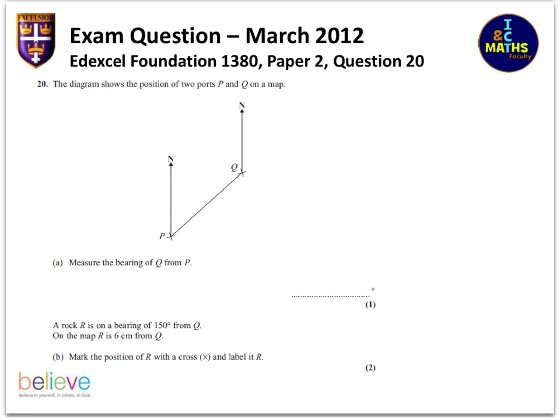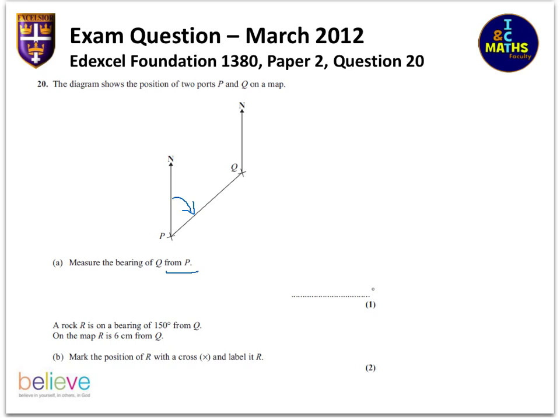Okay, I think it's probably about time I showed you an actual exam question. So this one is taken from the Edexcel Foundation paper. It was done in March 2012. It's actually question 20, and it's a fairly straightforward bearings question, but I want to show you exactly how it'll be done. If you have a look at the first part of the question, part A, it says measure the bearing of Q, and the key thing is from P. So the bearing I'm asked for, if I just mark it on there, is that one there, measured clockwise from north around the point P, showing what direction Q is from P.